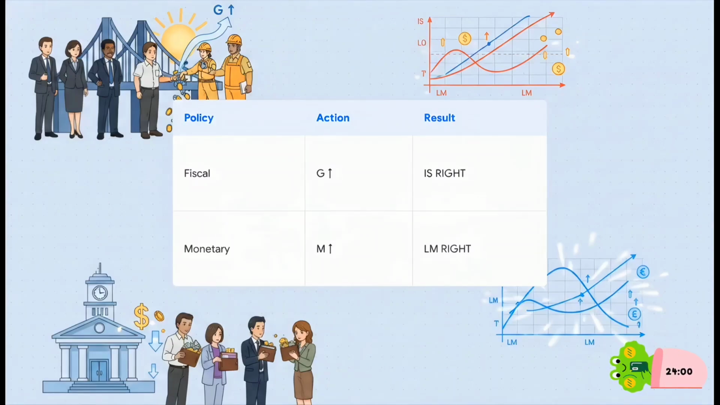Then we have monetary policy. When the central bank decides to increase the money supply, more cash becomes available in the system, which pushes interest rates down. The result here is that the LM curve shifts to the right. Monetary policy mainly affects the money market.